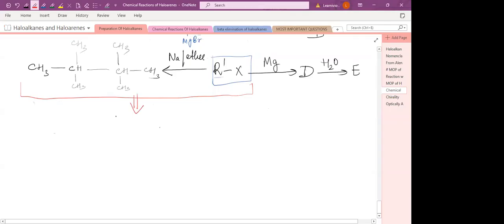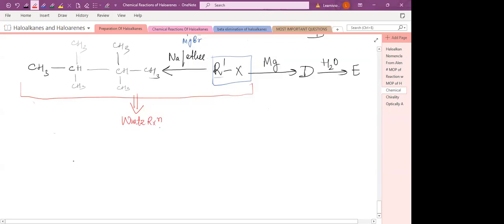When alkyl halide is treated in the presence of sodium metal and ether, you will get alkane, and the number of carbon will be double. Whatever carbon you took in the starting material, you will get double the number of carbon. Ma'am, Wood's reaction. Yeah, very good. It's Wood's reaction.